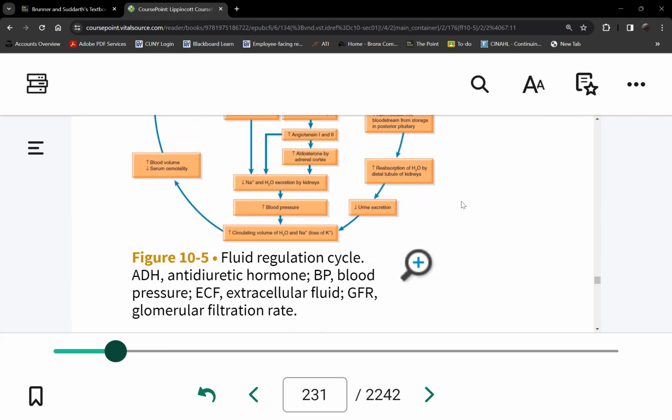So here's the renin-angiotensin-aldosterone system. We'll discuss this and then you go on a break.